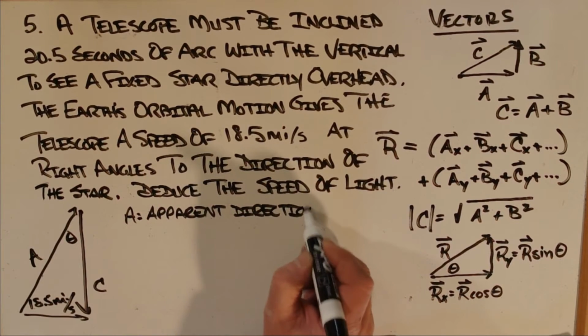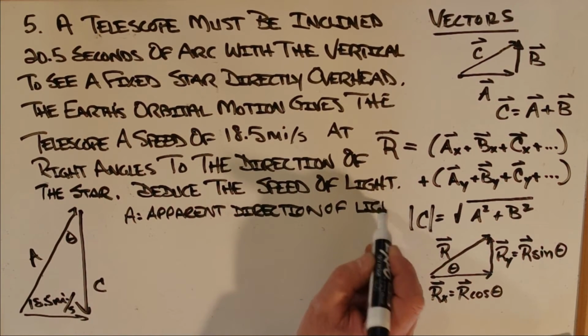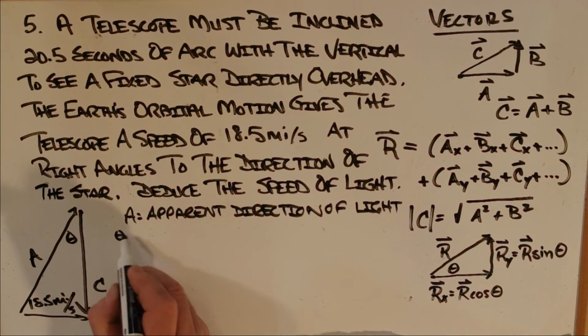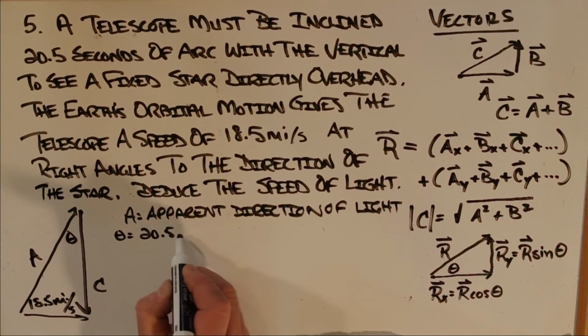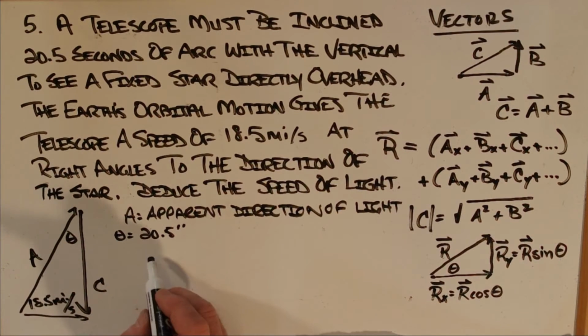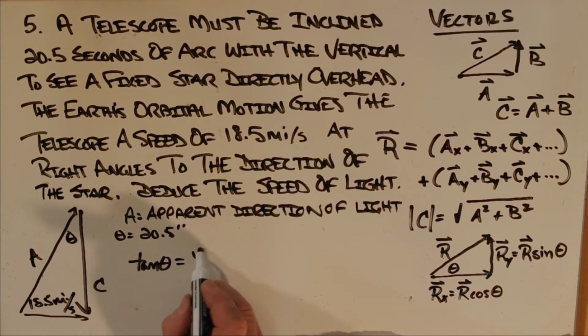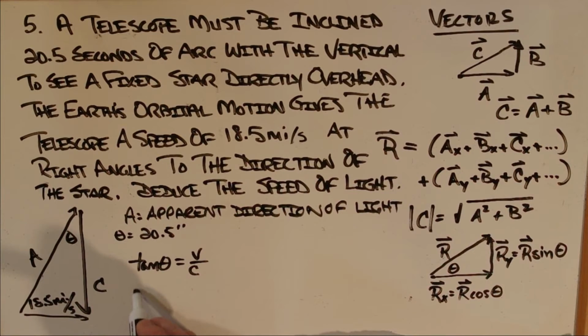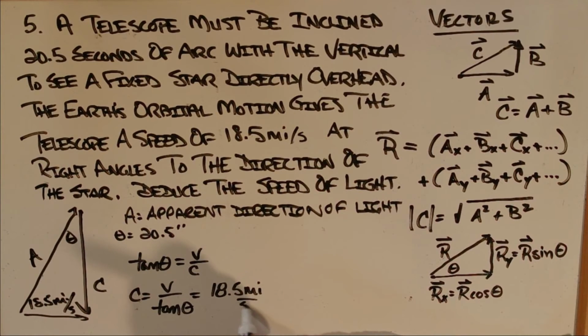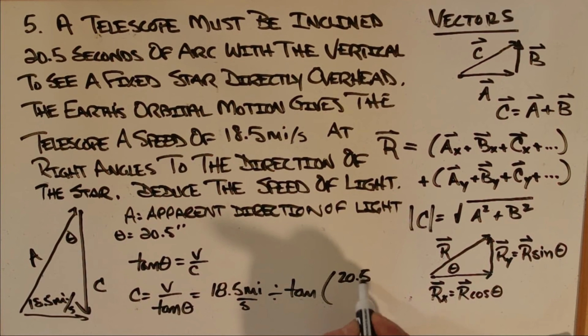Drawing the picture, we have the speed of light coming straight down to the ground and the telescope moving perpendicular to it at 18.5 miles per second, and A, the resultant vector, the apparent direction of light. Theta is in seconds, so we'll have to convert that to degrees so that we can take the tangent of that, or the sine, or the cosine for that matter. From the relationship, we have tangent of theta is equal to the velocity of the telescope divided by the speed of light. We manipulate that so that we have the speed of light is equal to the velocity of the telescope divided by the tangent of theta, which is the tangent of 20.5 divided by 3600, which is the number we use to get it into degrees.